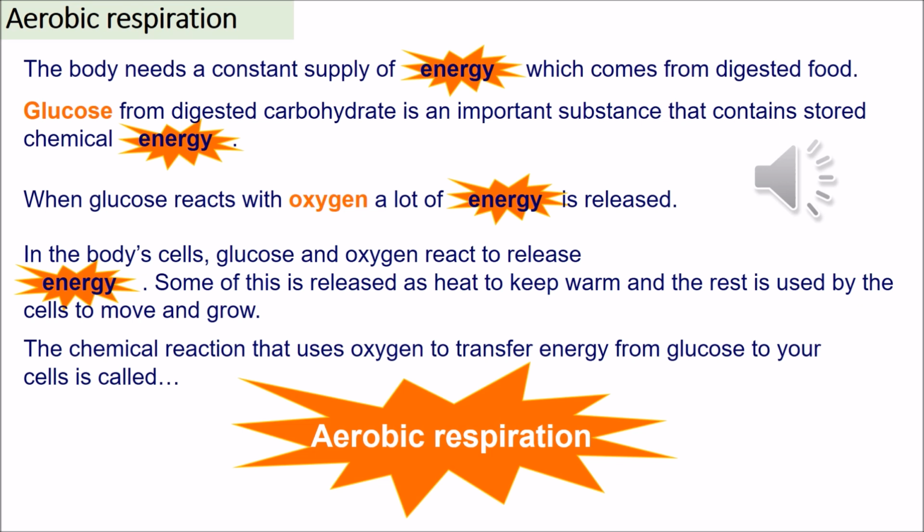When that glucose actually reacts with the oxygen that we are breathing in all the time, it releases something called energy. Energy is used by our body for warmth, so to keep us nice and toasty, not only in the winter, but all year round. And it's also used by every single cell in our body to grow, repair itself, and also for us to move around. So the chemical reaction that uses oxygen to transfer energy from glucose to your cells is called aerobic respiration. So what I want you to do now, I want you to use this information and just add some more information to that original sentence or bullet point that you first wrote for a definition for aerobic respiration.